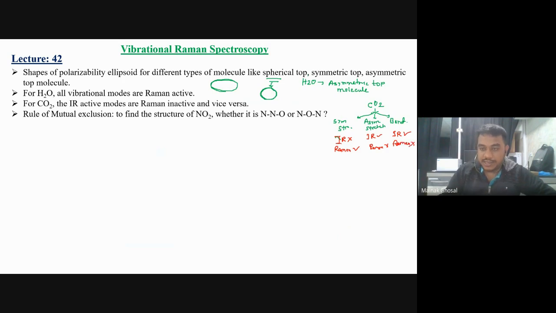So it was concluded that CO2 is a completely centrosymmetric molecule, and due to this structure, the IR active modes will actually be Raman inactive. If for a centrosymmetric molecule you find some mode which is IR active but Raman inactive, then you can consider that the molecule is centrosymmetric. This is very effective if you want to get some idea about the structure of a molecule.